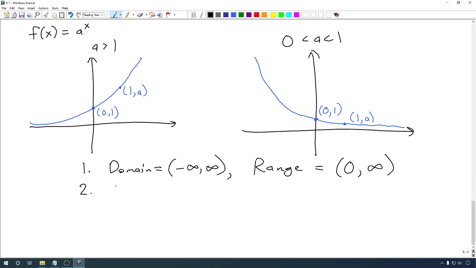2. We have no x-intercept. We already mentioned that, but I'm going to reiterate it here. It never hits the x-axis. And the y-intercept is always the point 0, 1.